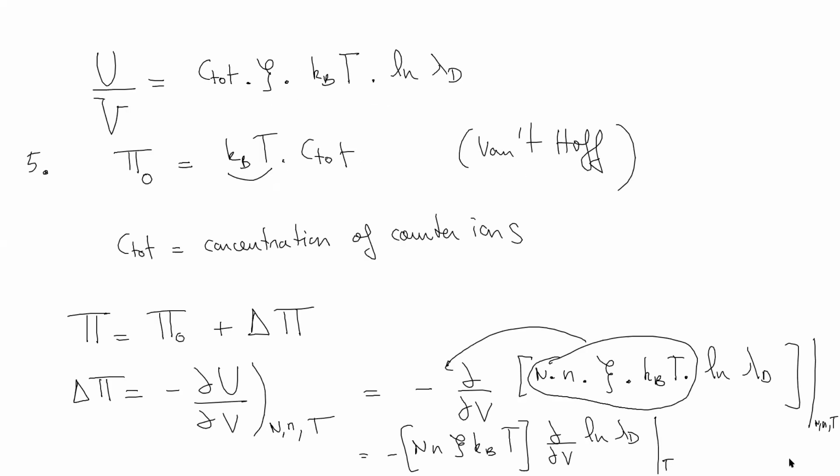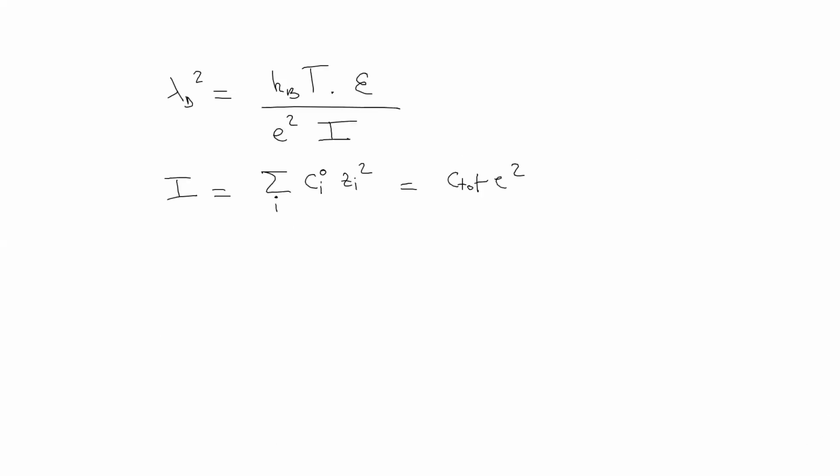And in fact, excuse me, there is still N and N, I realize, here. Okay, like here, and like here. So it seems that this is proportional to 1 over V. So lambda D squared is proportional to V.